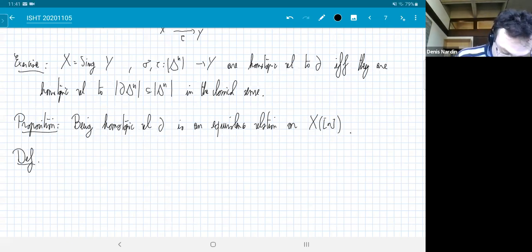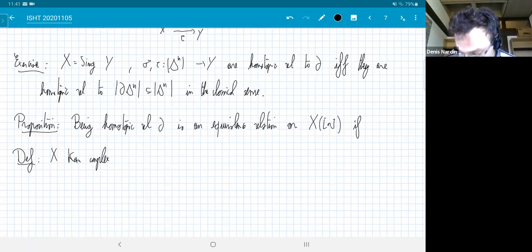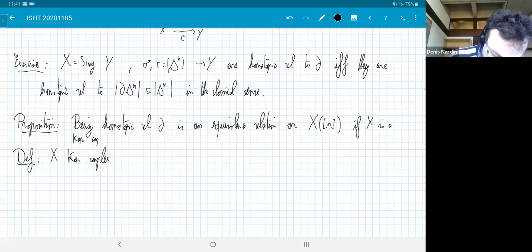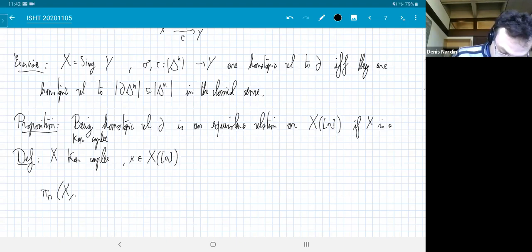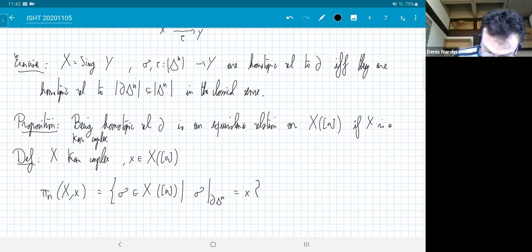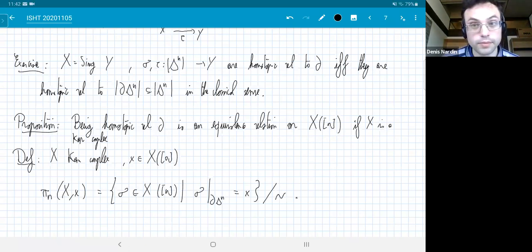Okay, and then we can define, if X is a Kan complex. That's why we define Kan complex, so that this theorem is true. And X a Kan complex, with a vertex x in X_0, then we take pi_n of (X, x) to be the set of sigma n-simplices such that sigma restricted to the boundary of delta n is x, modulo this equivalence relation. That's the nth homotopy group, although I haven't proven it's a group yet.